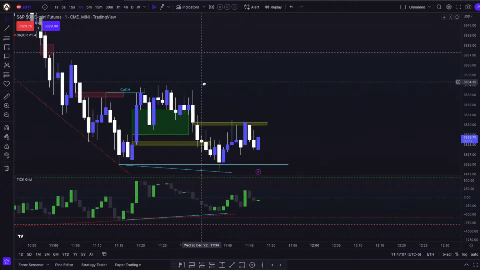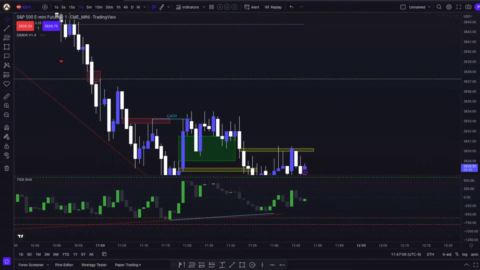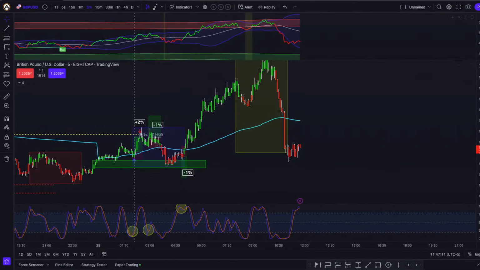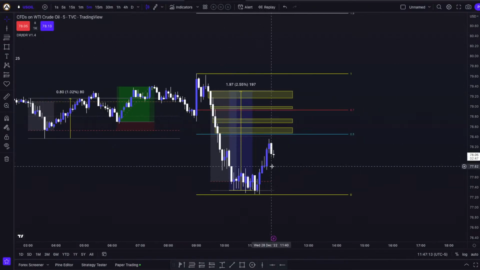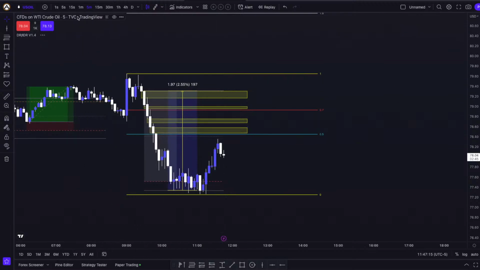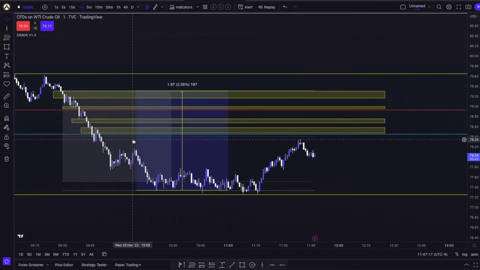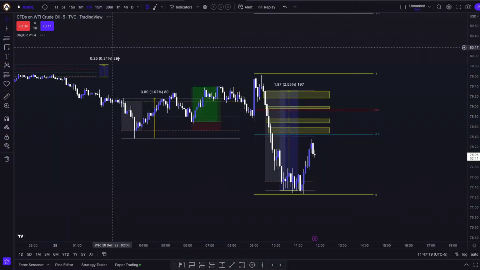All right. Pound US dollar, what are you doing? Still going sideways. US oil, 1 minute chart. Nothing too interesting.